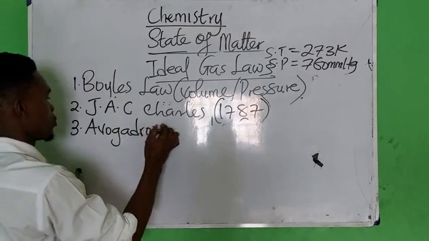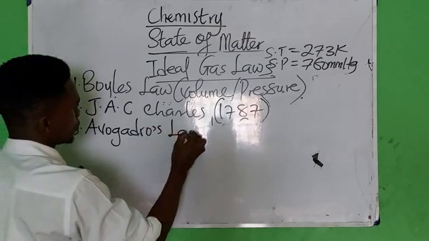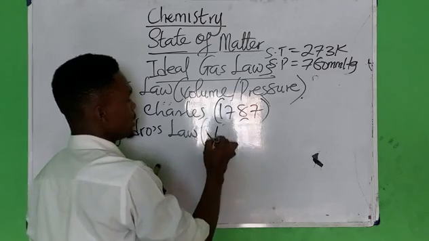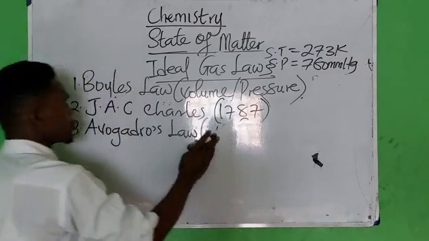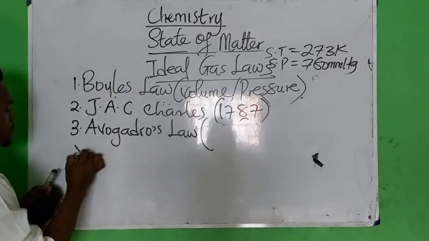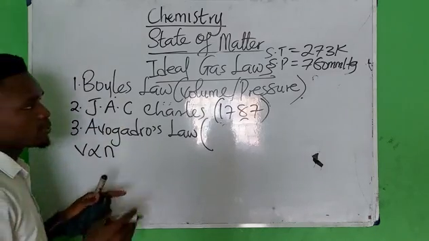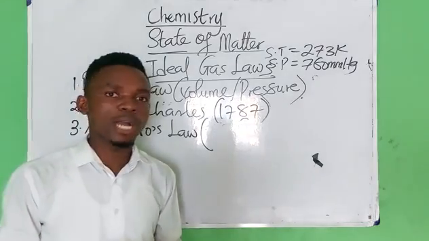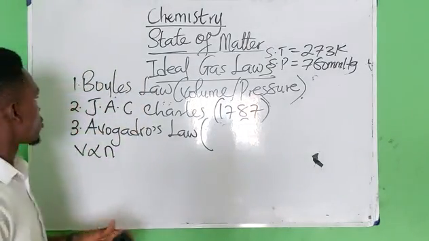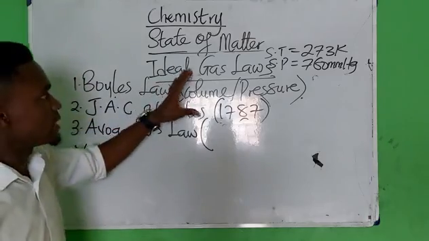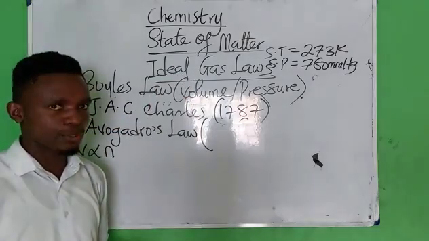Avogadro's law. In Avogadro's law, the volume is directly proportional to n, provided that the pressure and temperature are kept constant. So these are the three laws that make up the ideal gas equation.